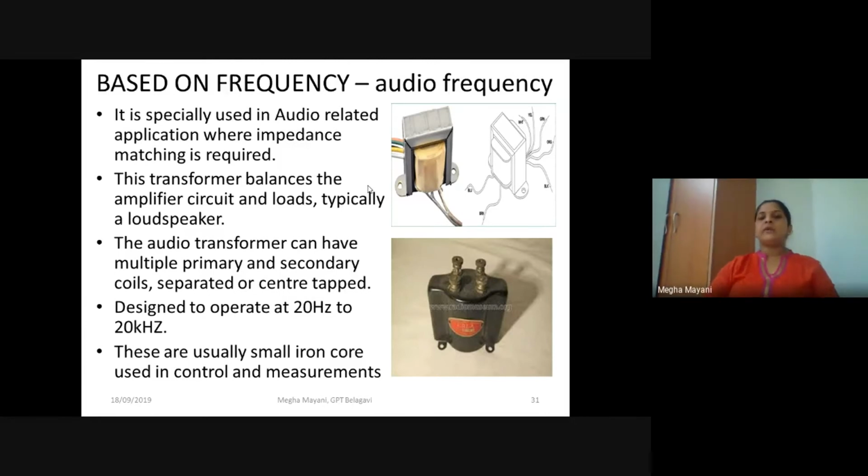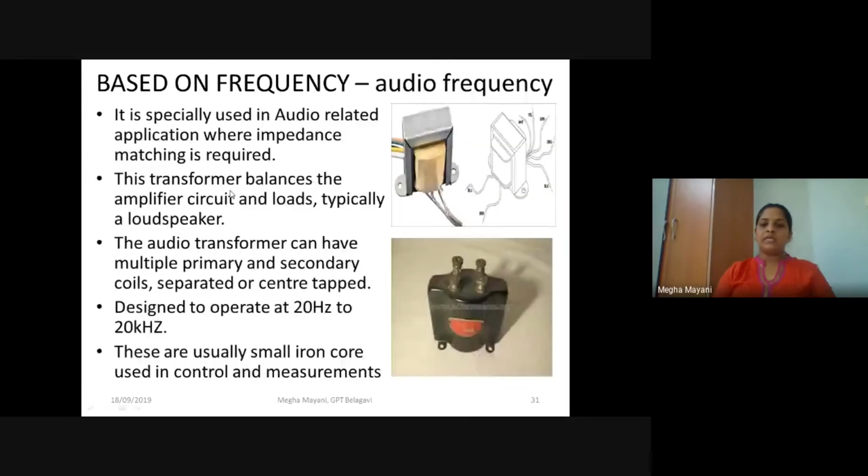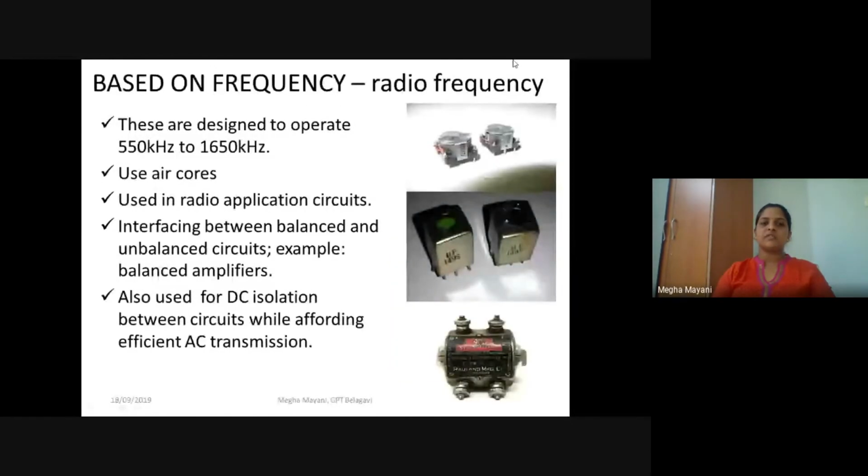The second category is radio frequency. That is, these operate at higher frequency range, say around 550 kilohertz to 1.6 megahertz. And air is the core here. Previously, iron core is used for audio frequency transformers, and to construct radio frequency transformers, usually they use air core.